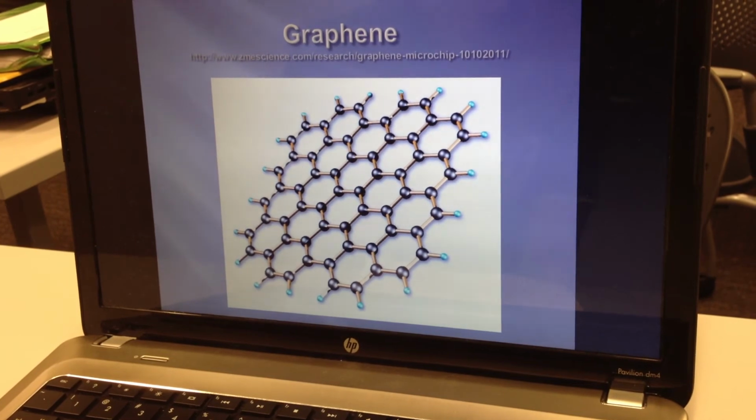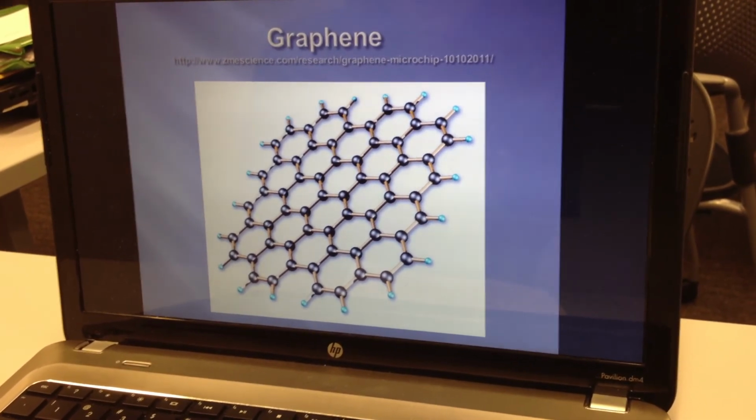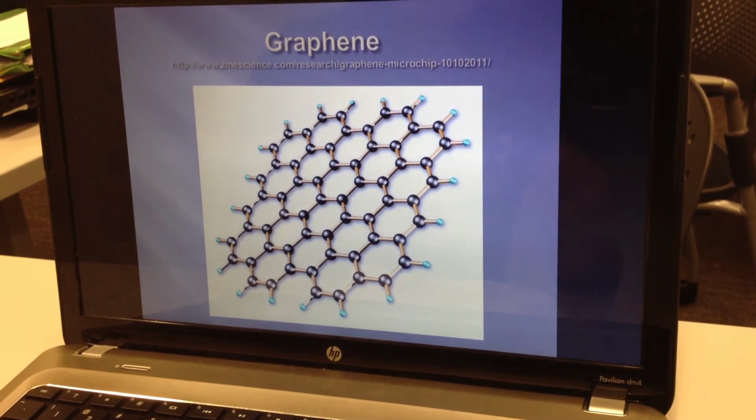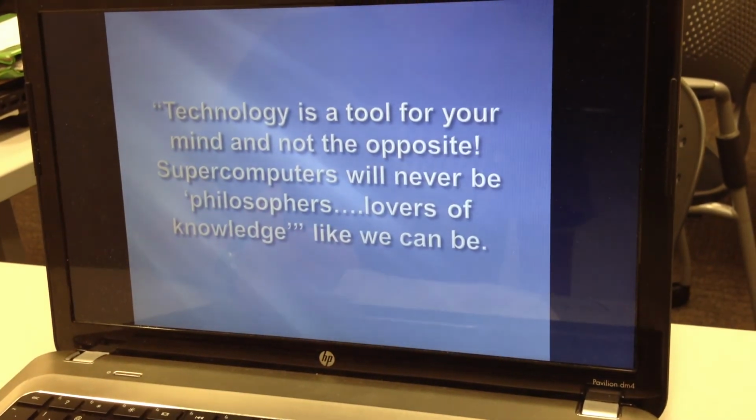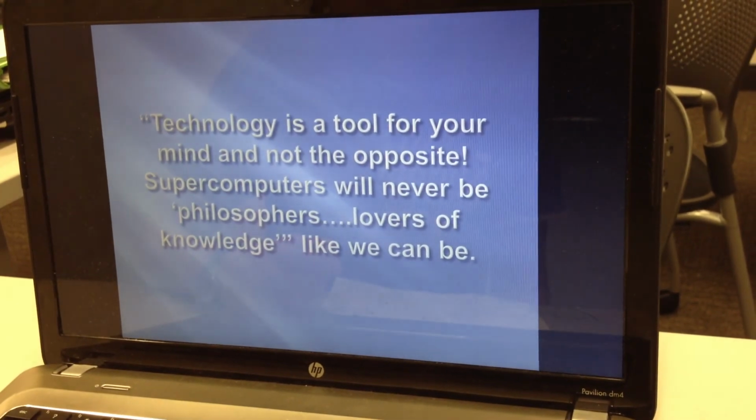And lastly, I would like to leave you with a quote that Dr. Riedo left us with. Technology is a tool for your mind and not the opposite. Supercomputers will never be a philosopher, a lover of knowledge like we can be.